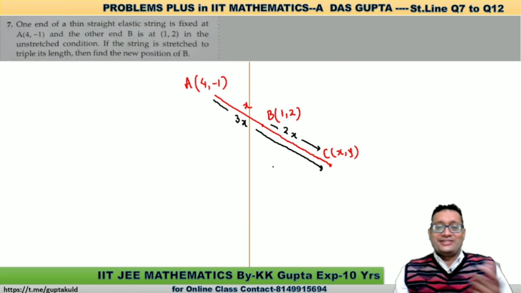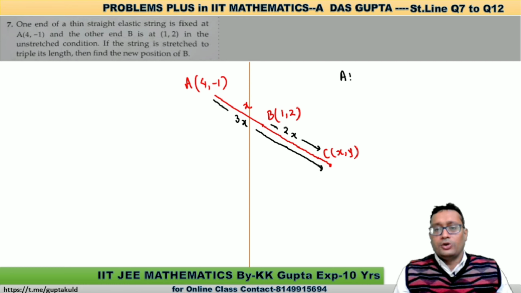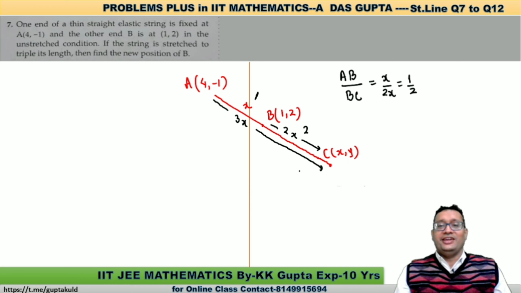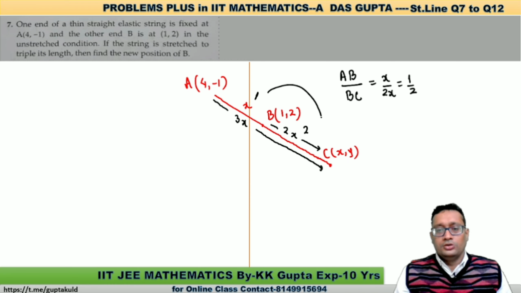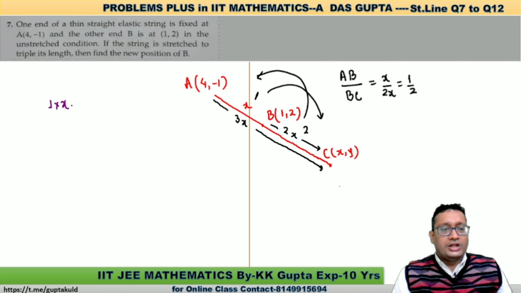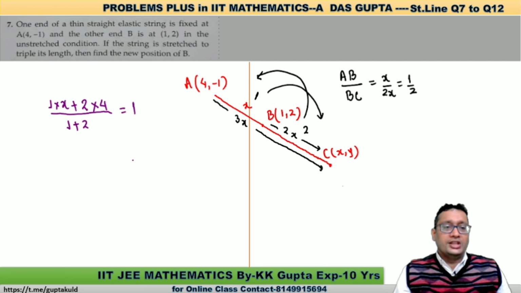So B divides A and C internally. If we talk about AB upon BC, AB upon BC will become x upon 2x, that is 1 upon 2. So this is 1 and this becomes 2. B divides AC in the ratio 1:2 internally. So 1 will multiply with this and 2 will multiply with this. So the coordinate becomes (1 into x plus 2 into 4) divided by 1 plus 2, which is equal to the x coordinate of B, that is 1.